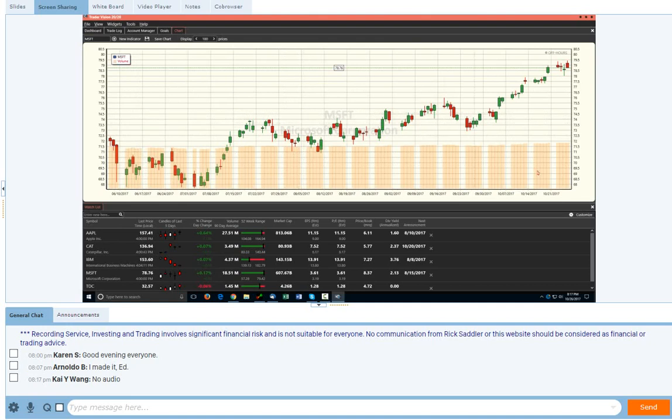Kai, if you've got no audio, you might try the red X in the upper right-hand corner and reload. Let's try writing it maybe.